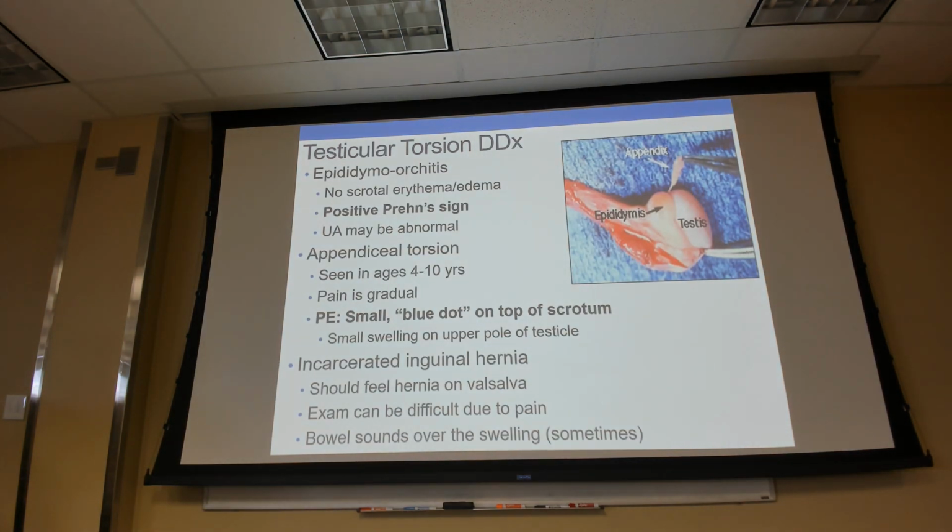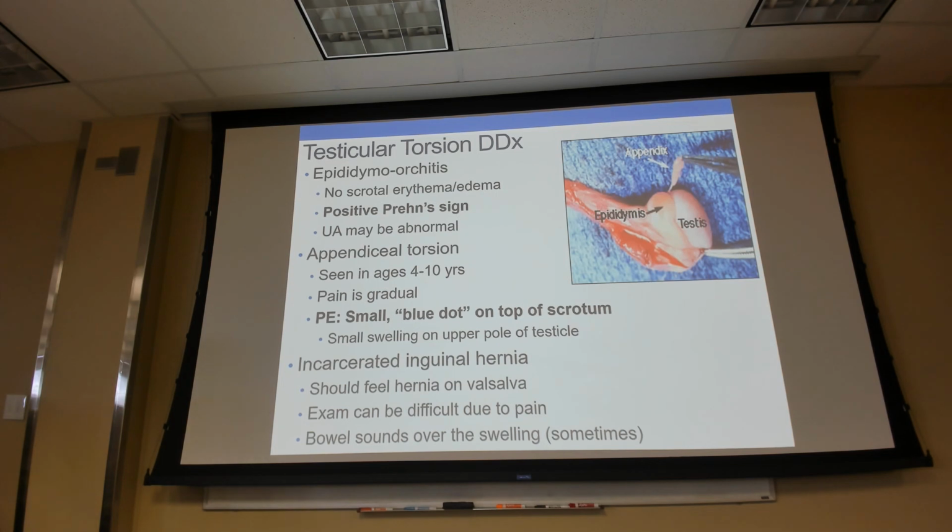Things to think about though. If you have your positive Prehn sign, you're like, it's probably not torsion, it's probably something else, potentially infectious. If you had like an epididymitis or orchitis, it's going to be relieved with that pressure. Or you could see the appendiceal torsion. And I will say I've never seen this. I've seen it on every board exam. Every single one. Because it is trying to see, do you know the difference between those?